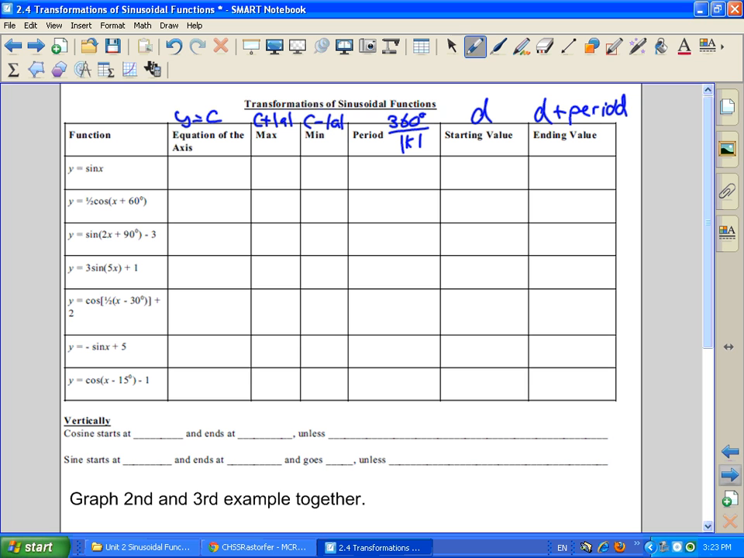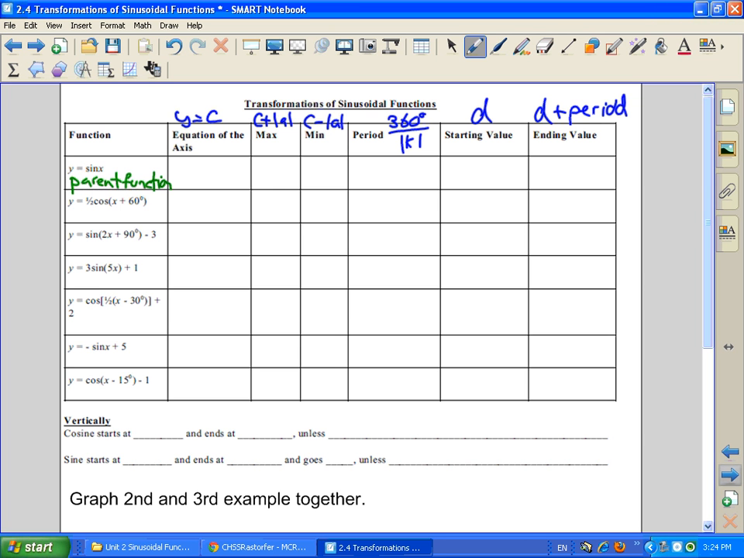Let's take a look at the first example. This is a parent function, y equals sine x. So many of these things are going to be similar. Just write down here, it's a parent function. It's one of the two parent functions. And just to remember, guys, that any of these graphs that we've drawn in the last couple classes and any equations here are all transformations from the parent function, either sine x or cosine x.